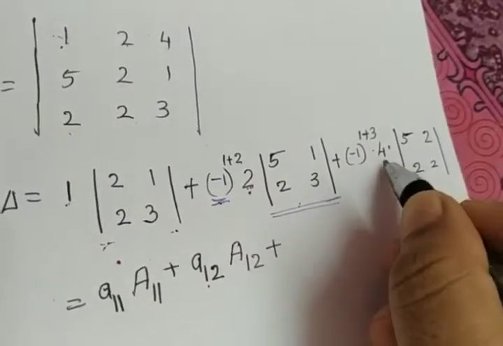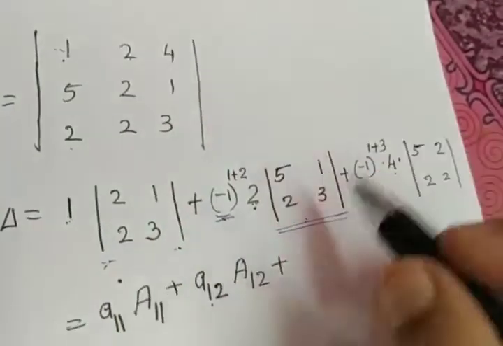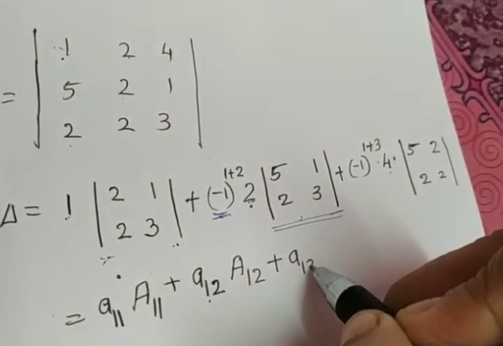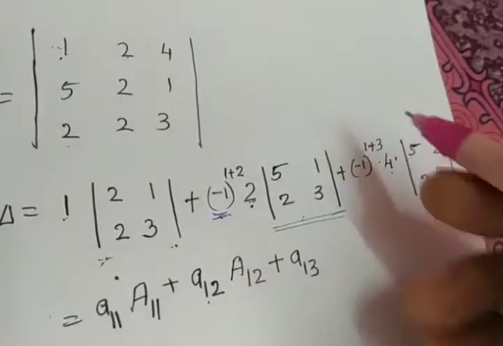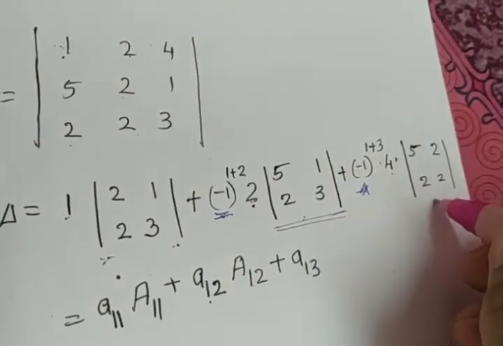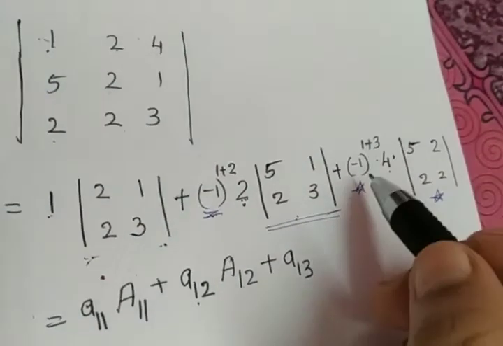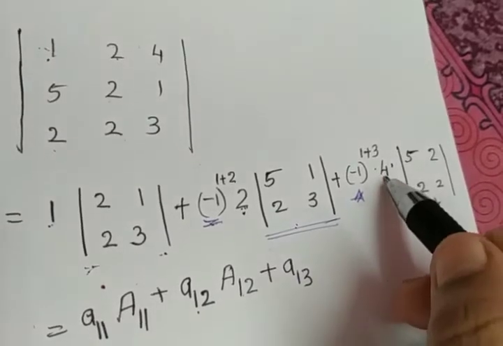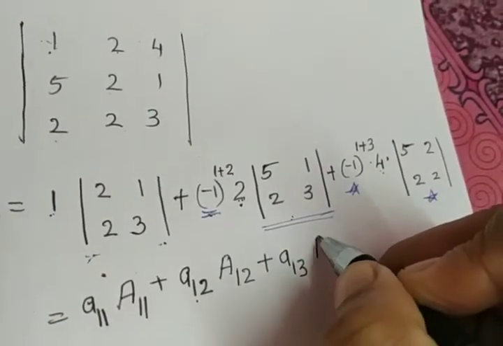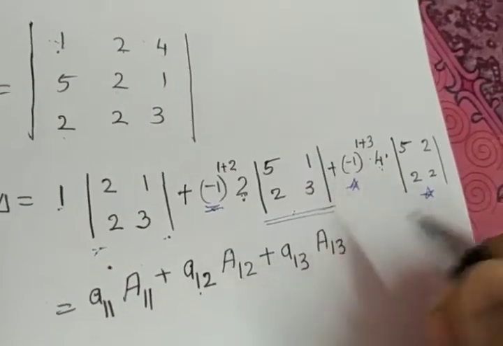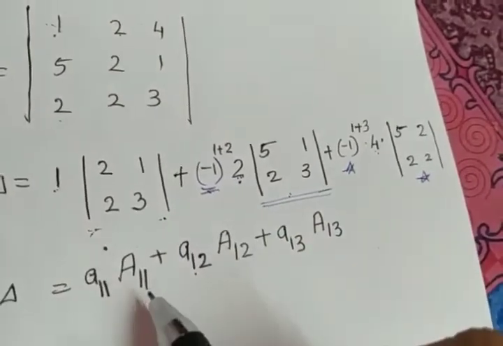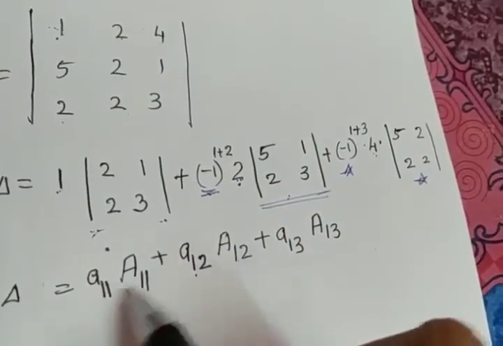Plus 4. 4 is in the first row, third column. That means it is 1, 3: A13. Again, if I am taking minus 1 raised to 1 plus 3 and this determinant together, they together form the cofactor of 4. So we can write it as capital A13. So delta can be calculated using the cofactors like this.